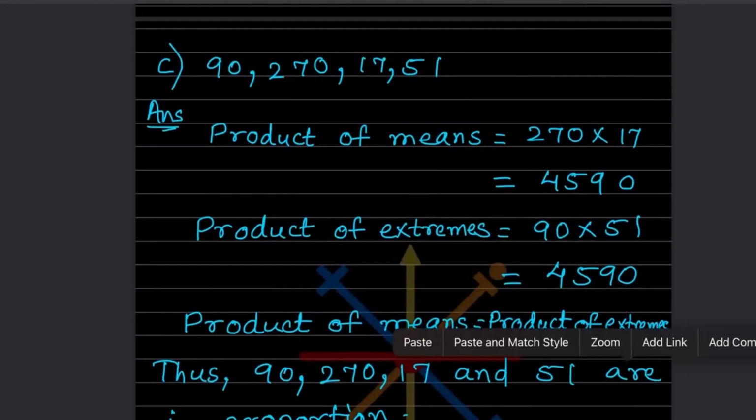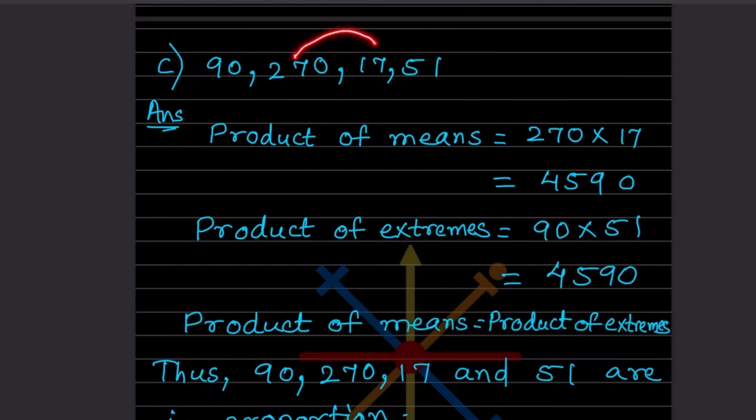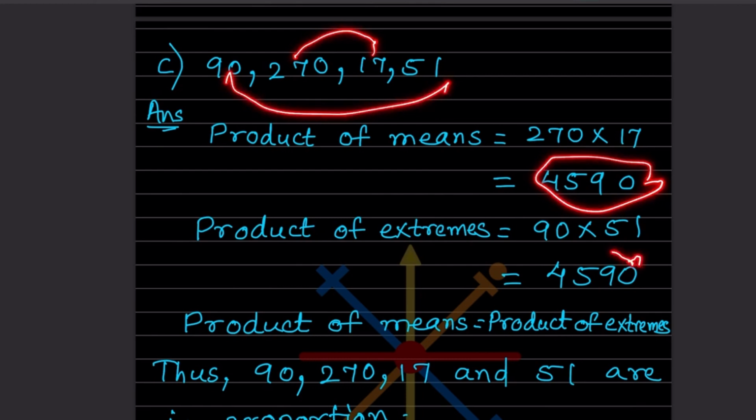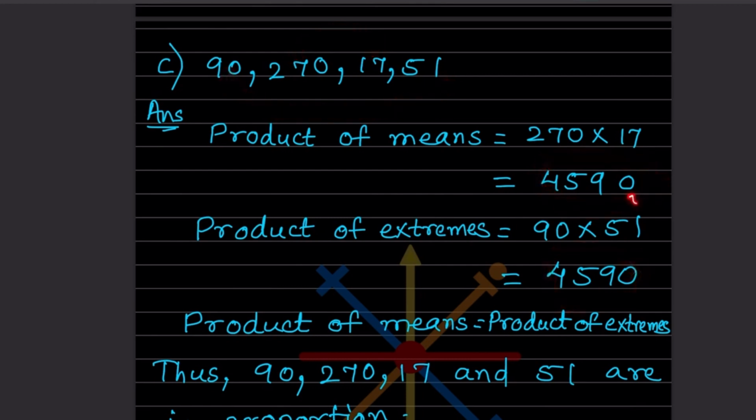Now again here, you multiply the means, this into this, and you get 4590. When you multiply the extremes, this into this, that is also 4590, so both are equal. Hope you know this one. This is easy, but you have to write this: product of means is equal to product of extremes. Don't just skip to the end and say yes or no.